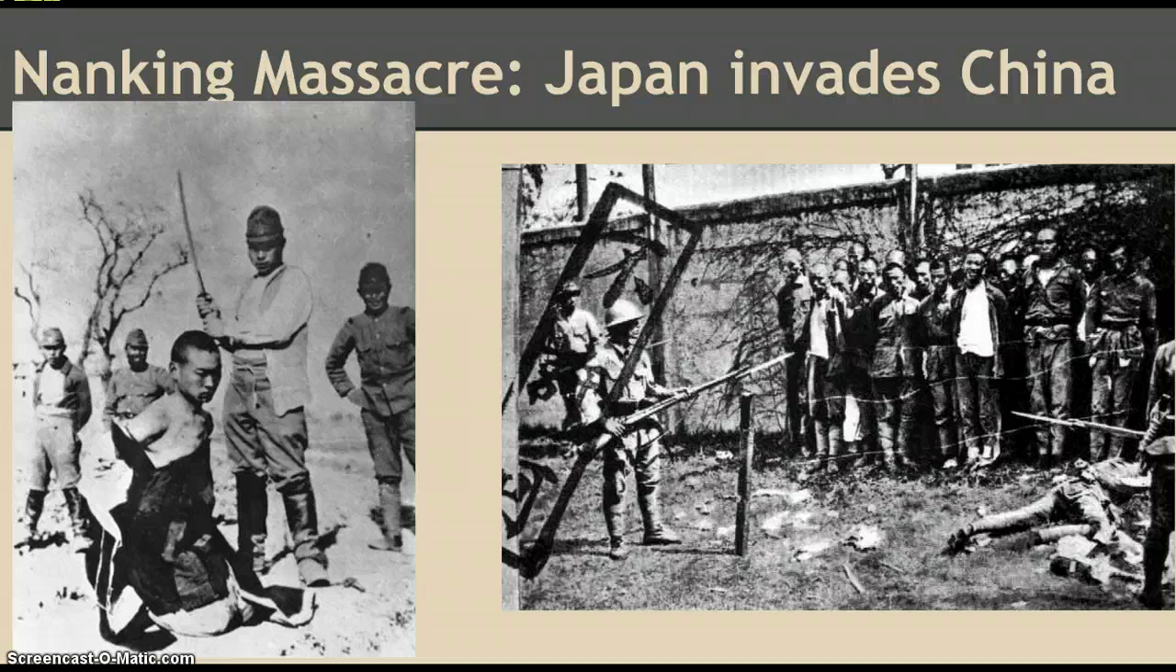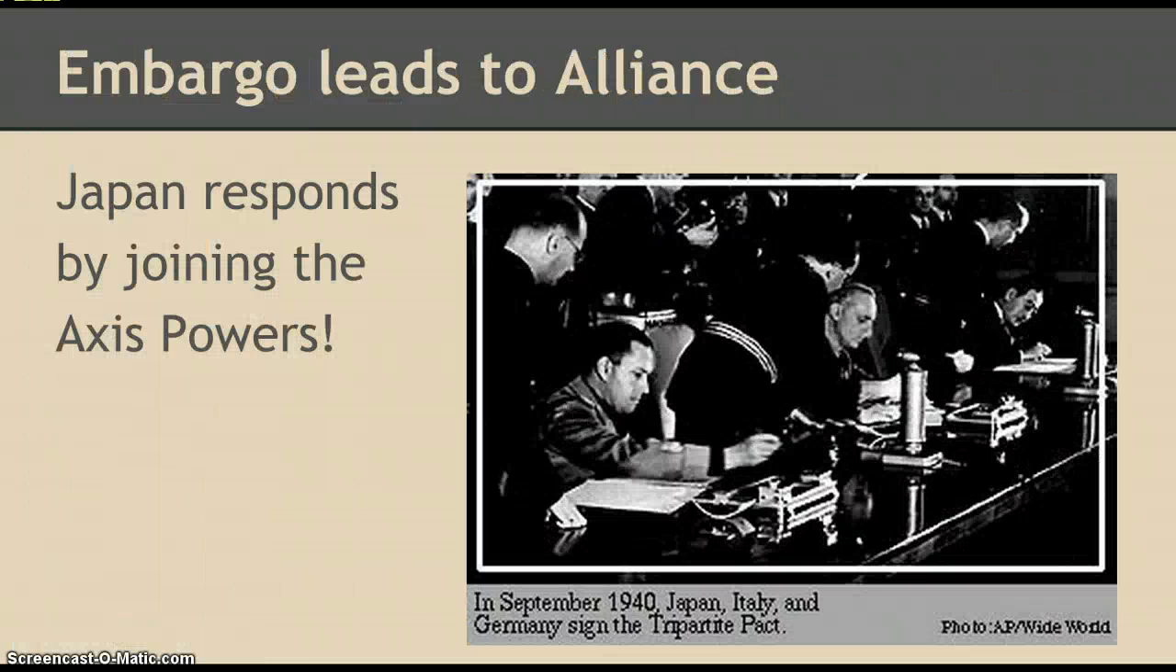And so this bullet is out of order, but I want to make sure you guys know how Japan responds to the embargo. They join up with the Axis powers. Here's a picture of, in 1940, Japan, Italy, and Germany signing this pact. So that is how economic pressure actually can lead to military decisions.